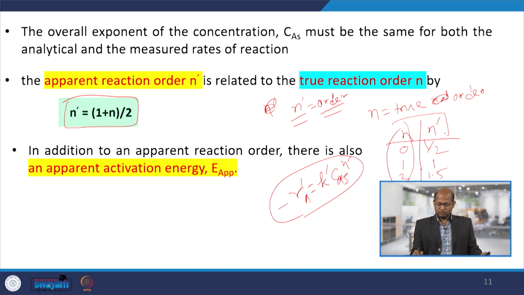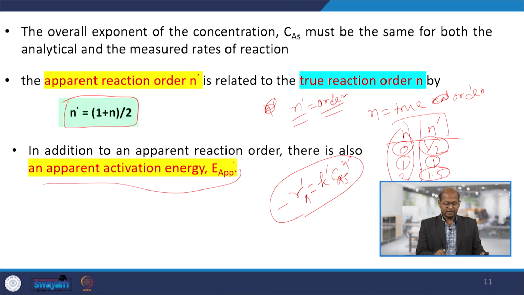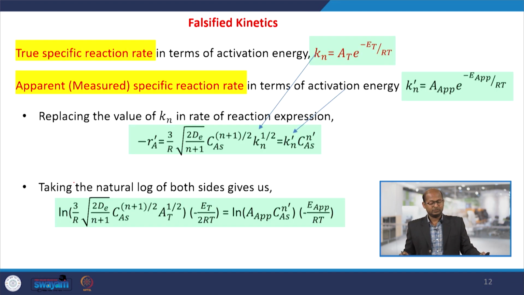So, then the order would come out as, let us say, a half order. So, actually the reaction is zero order. If it is first order, then it would also remain first order. So, for first order reactions there would be no change of order, but for reactions other than first order the order would be different. Now, not only the order of the reaction, the activation energy would also be affected.